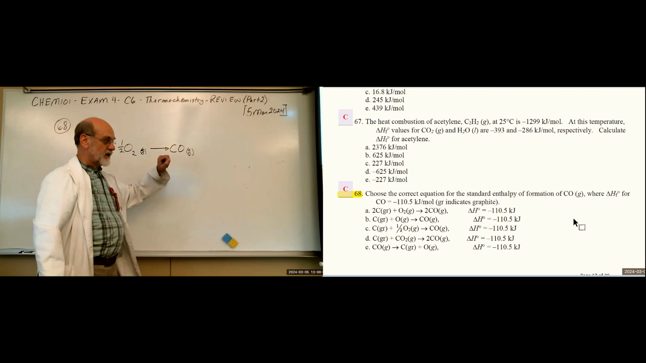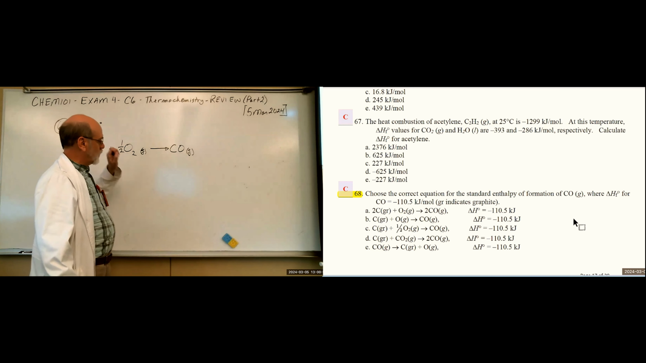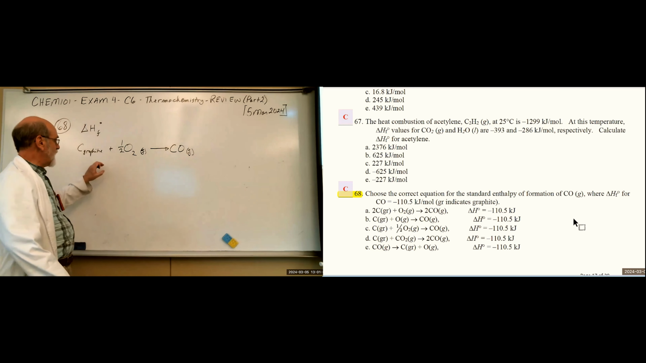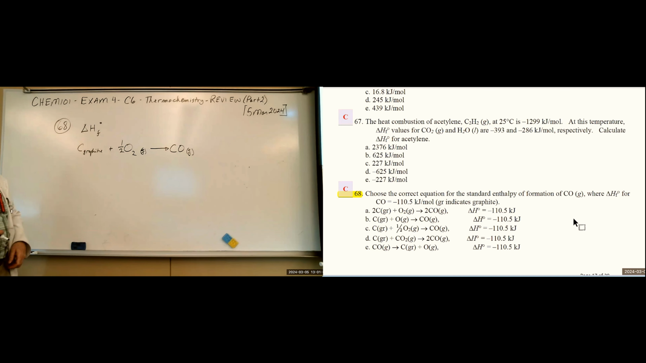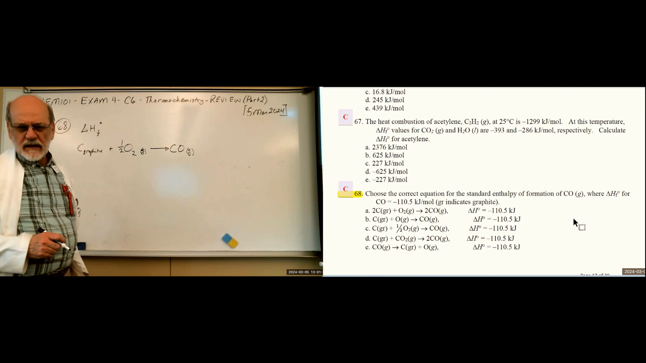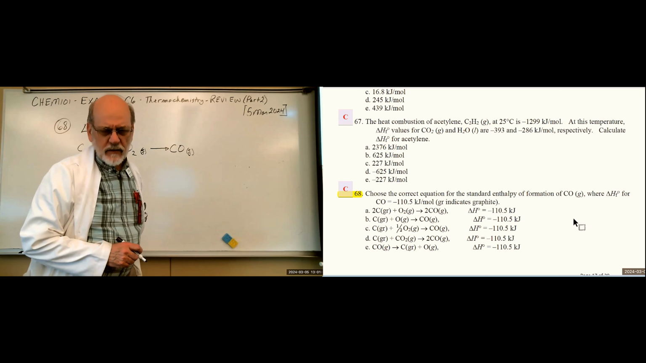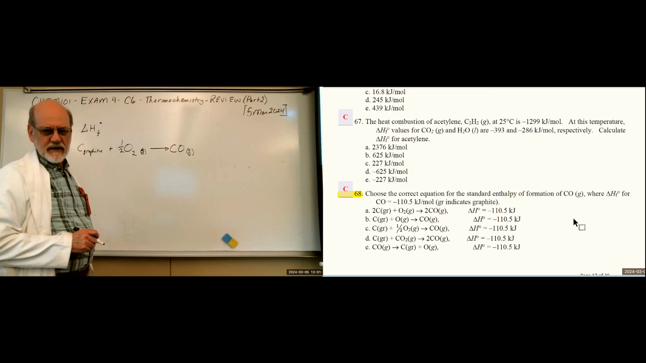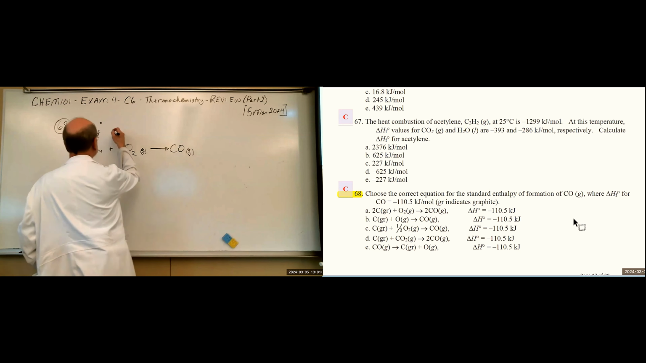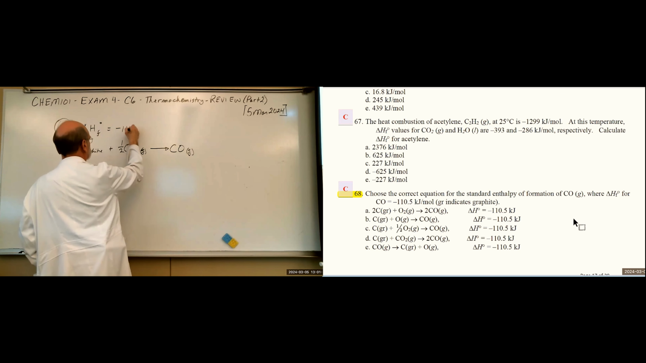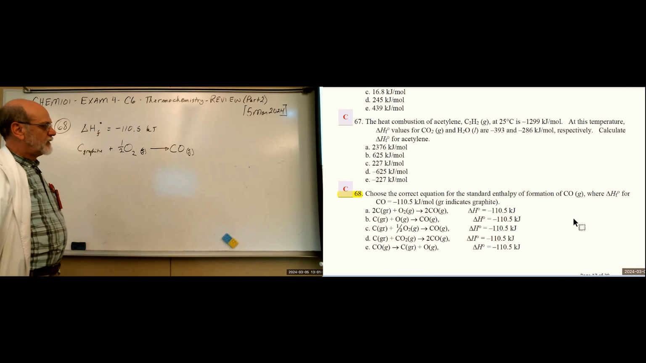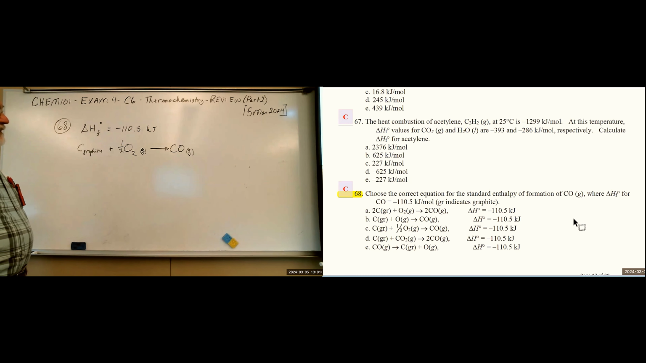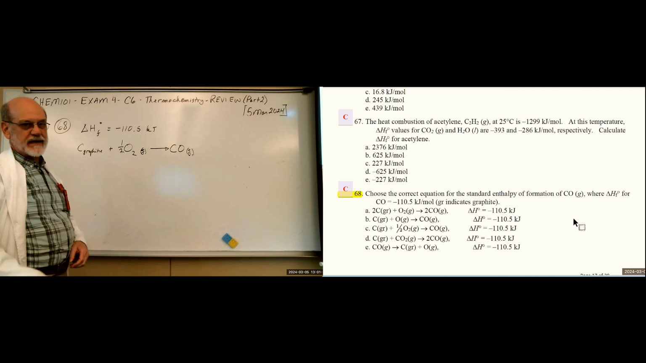So you start from the standard enthalpies of formation, you start with the product and you work your way back and do whatever you have to make it fit. And then minus 110.5 is the delta H, kilojoules. All right, so what's that, C? Yeah, that's C.